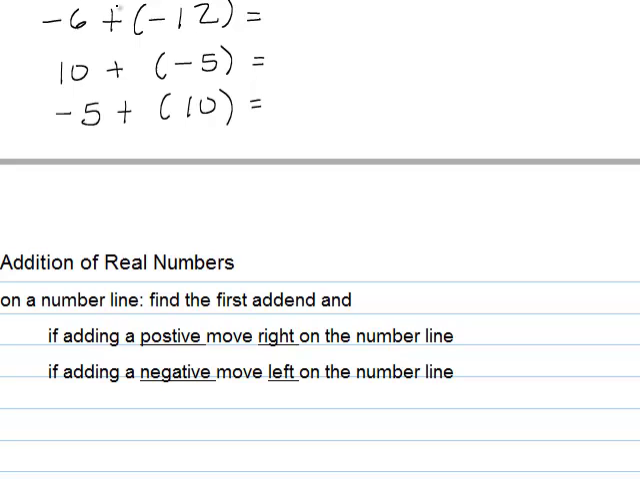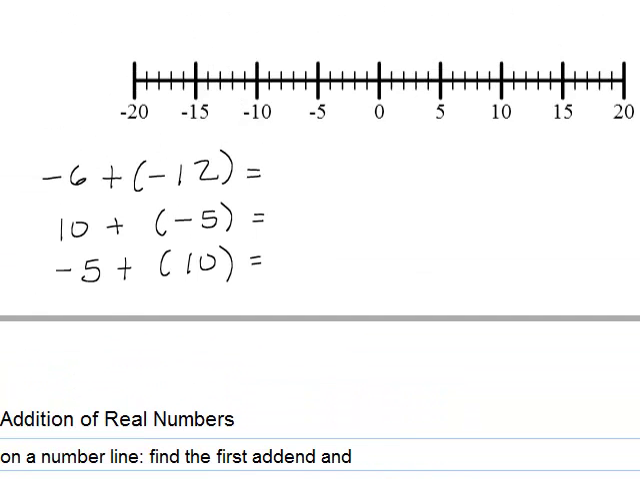Add-ins are the two things that we are adding, and we find the first one, that in this case you see up here, this would be -6. So we're going to find that on a number line. Let's see how this works by using our number line. Okay, so we start by finding -6 on the number line.